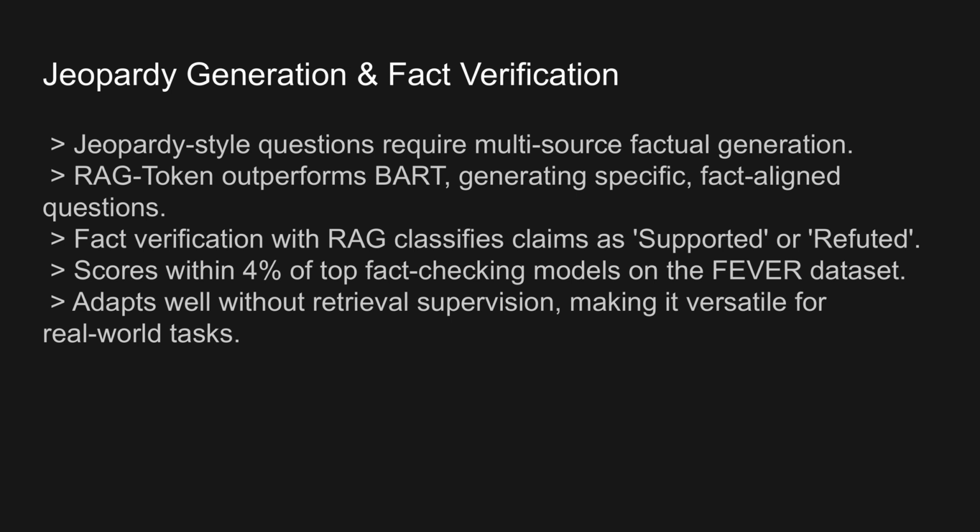In the Jeopardy question generation task, the goal is to create questions based on answer entities in a Jeopardy format. Jeopardy questions are often complex, requiring two pieces of information to identify the answer, and RAG is tasked with generating these knowledge-intensive questions conditioned on specific answer entities.